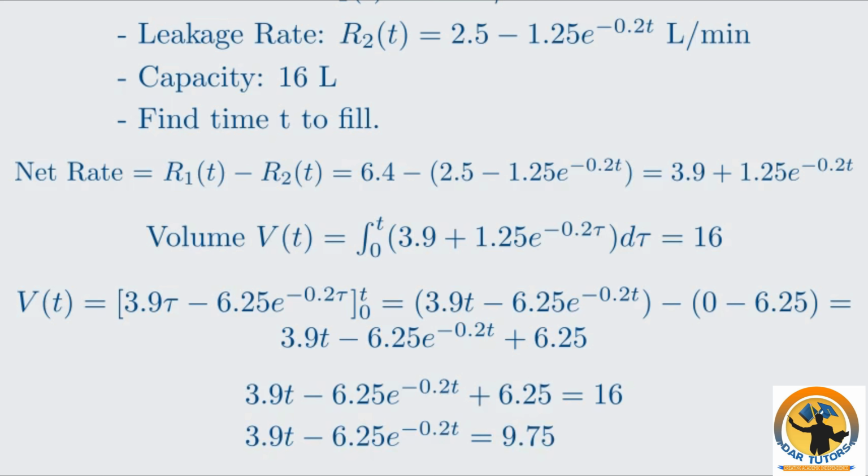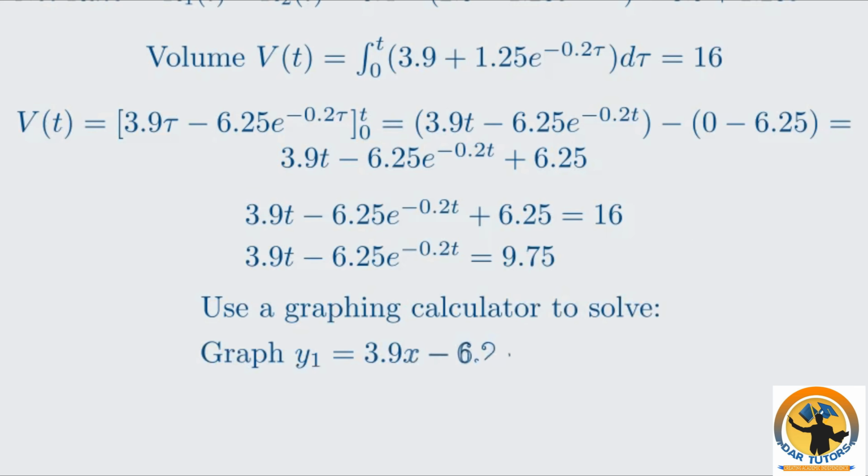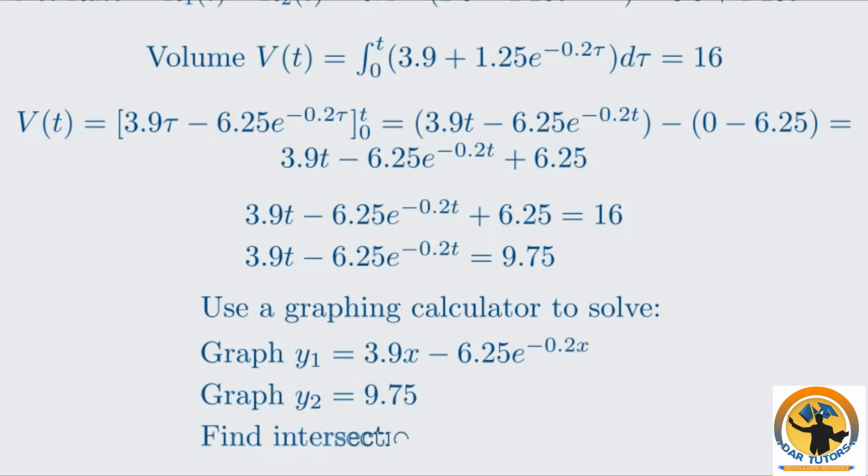This is a transcendental equation that cannot be solved algebraically. We must use a numerical method, such as a graphing calculator. By graphing the function on the left side and the constant 9.75, we can find their intersection point. The solution is approximately t equals 3 minutes. The question asks for the answer to the nearest second. 3 minutes is 180 seconds, so it takes approximately 3 minutes for the watering can to be filled.